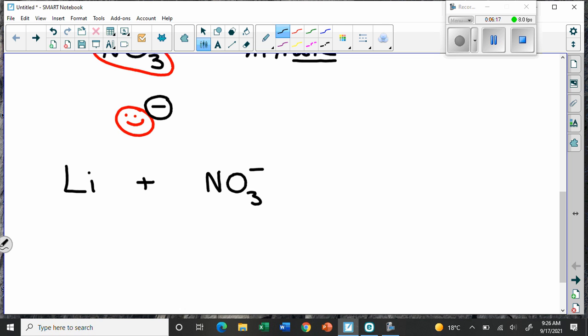Now we know about lithium, right? We know lithium is a +1 because he's in the first column. So we should be able to do a crisscross. Okay? And so what we do is we crisscross the 1 down here like this, and we crisscross this one over here down there. And because they're 1s, we don't show them, right? But there is a bit of a problem.